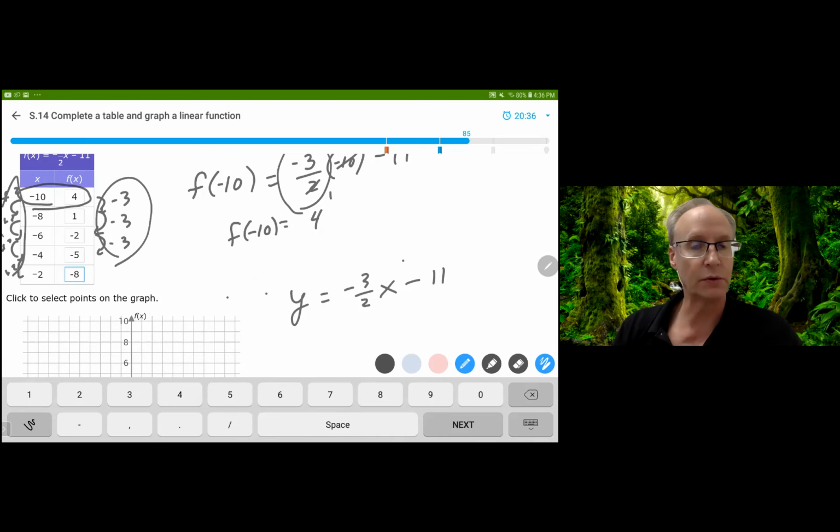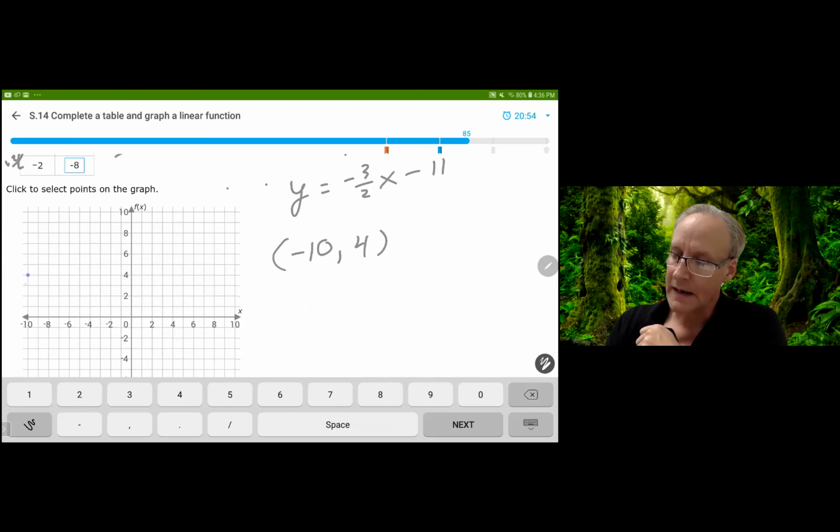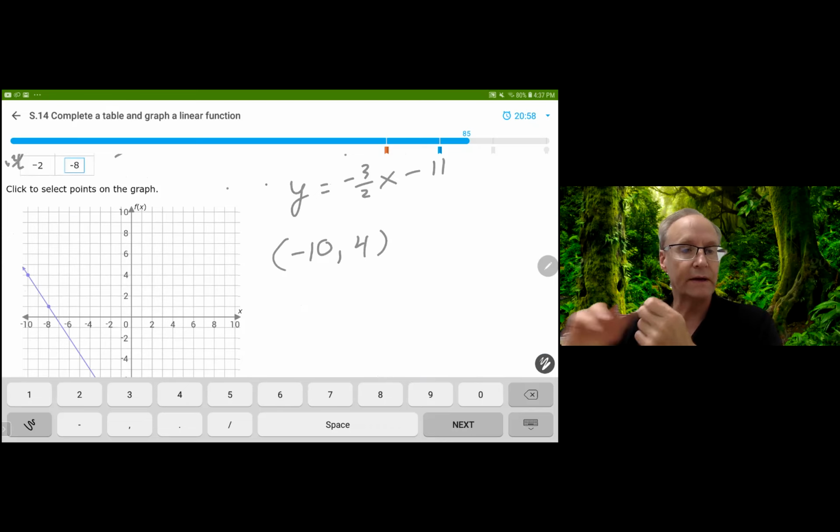And I'm going to graph it. Negative 10, 4 is right there. And I'm going to count my slope. I'm going to go down 3 and over 2. Down 3 and over 2. Notice where I am. Hopefully everybody recognizes negative 8, 1.